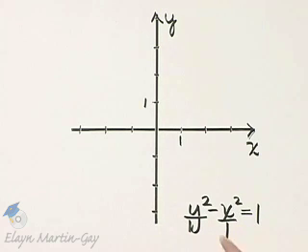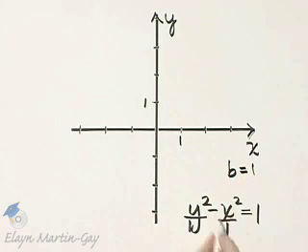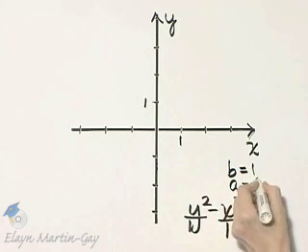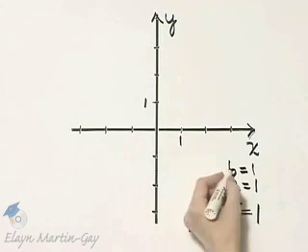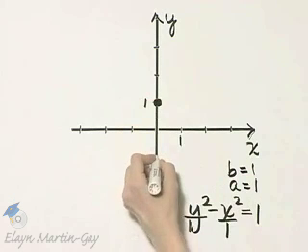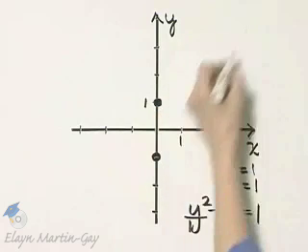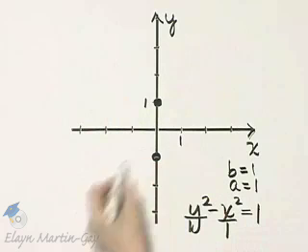Now notice, because y squared is first, this hyperbola opens up and down, and this hyperbola has y-intercepts of (1, 0) because b is 1, and notice a is 1. I've got y-intercepts of (0, b) and (0, negative b), so there are my y-intercepts, and once again my hyperbola opens up and down.